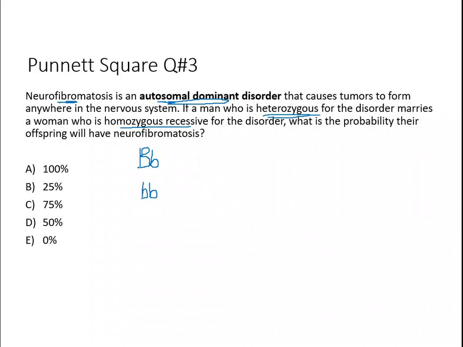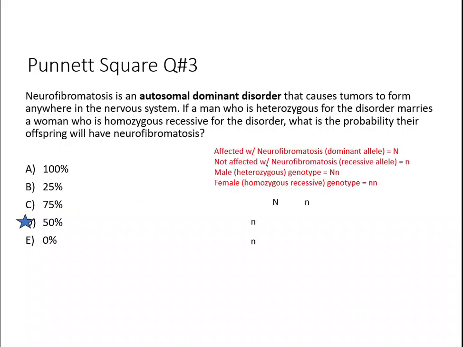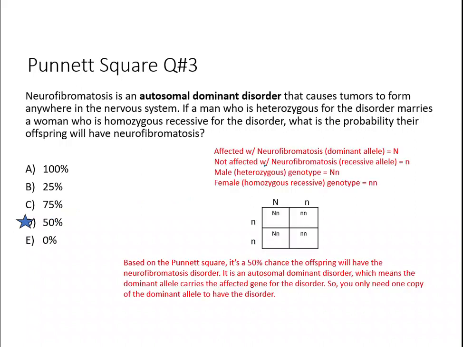So this is the first thing you should do: define the genotypes. When you're reading the information in the question stem, define the genotypes for the individuals before you set up your Punnett square. Now the question is asking what is the probability that their offspring will have neurofibromatosis. So what is that probability? Well, draw out the Punnett square, go through it, and come up with your answers. I hope your answer was D. It is 50%. And here we have the explanations for you.